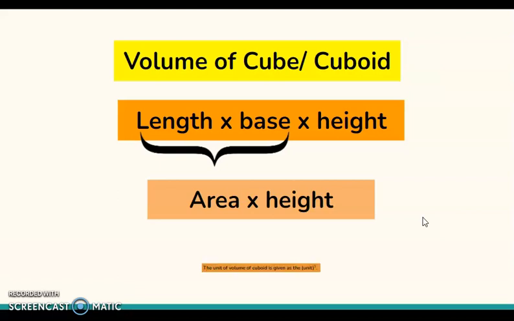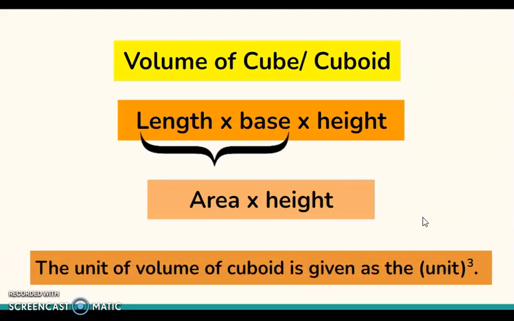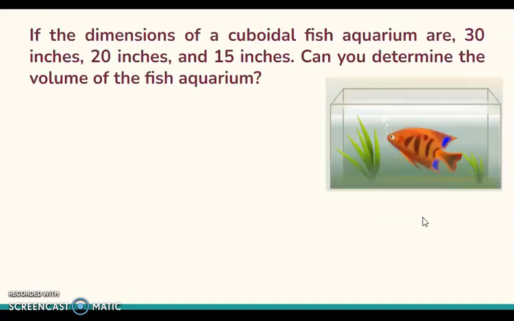Here you must remember that the unit of volume of a cuboid is given as the cubic unit. Let's begin with solving a problem using the formula. If the dimensions of a cuboidal fish aquarium are 30 inches, 20 inches and 15 inches, can you determine the volume of the fish aquarium?